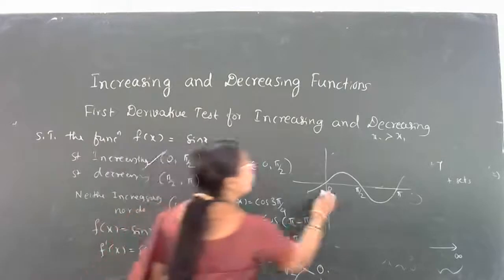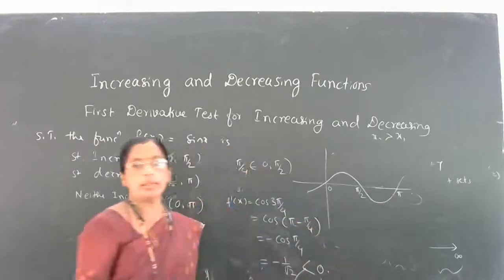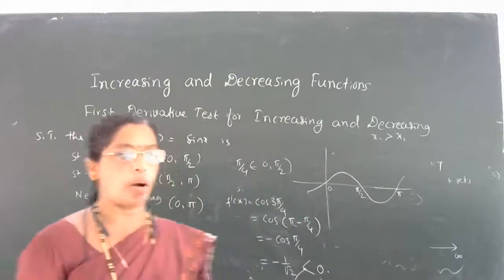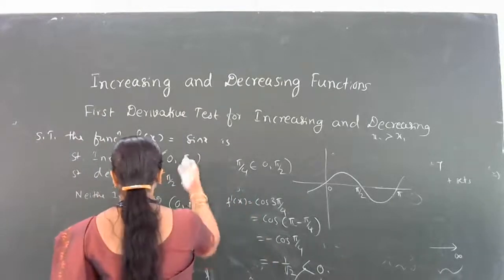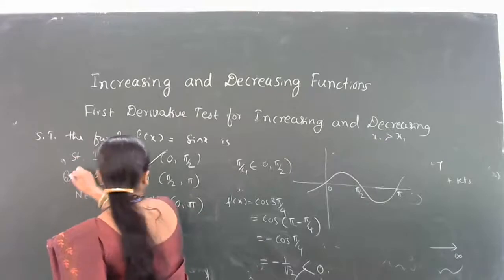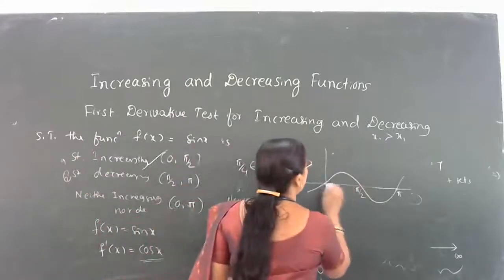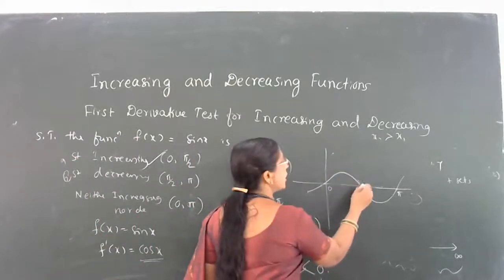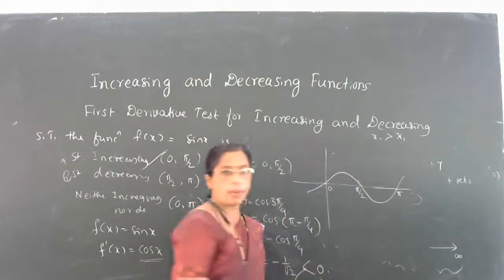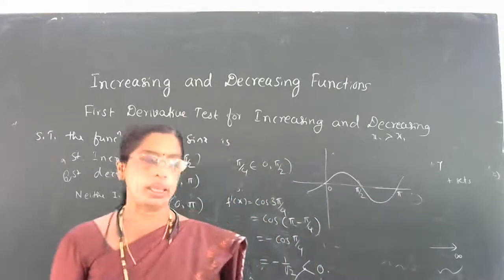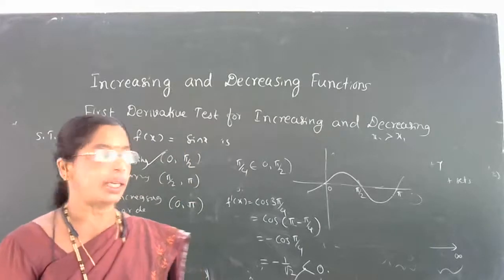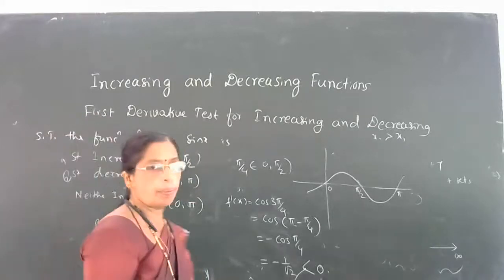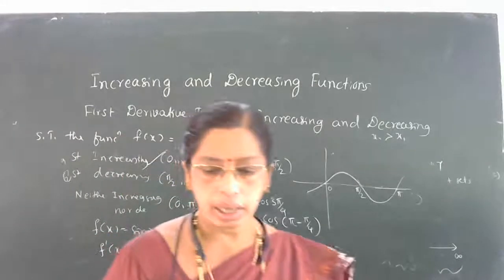On 0 to pi, we can't say the function is increasing or decreasing, because we go through both cases. In 0 to pi by 2, the function is increasing, and on pi by 2 to pi, the function is decreasing. Therefore, the function is neither increasing nor decreasing on 0 to pi. We shall continue in the next class. Thank you.